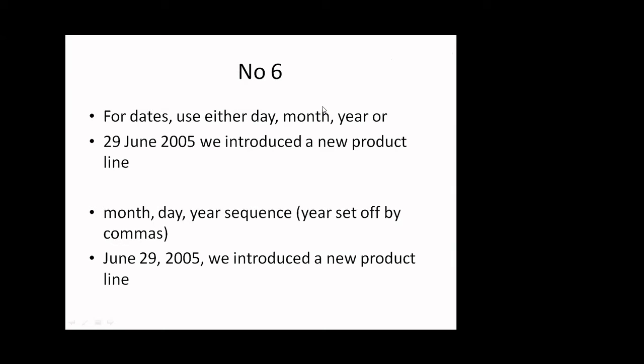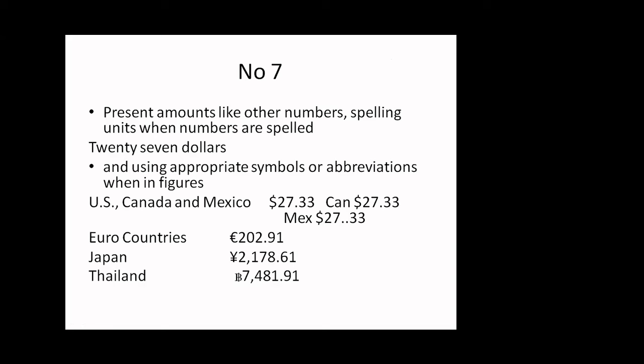Okay, so we'll go to the next rule. 7th rule. This is about when you are having currency. You can spell the whole thing, twenty-seven dollars. So this is one way of telling units with numbers spelled. When you're using 27, if you use dollars spelled out and you're using this figure, that doesn't look nice. So the whole thing should be spelled out. That's one important rule.